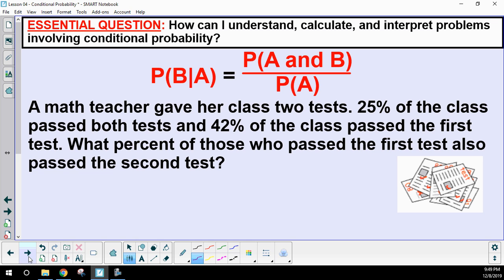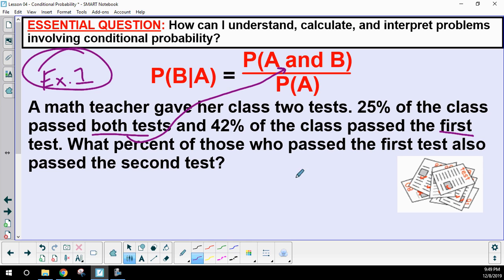So here's an example. A math teacher gave her class 2 tests. 25% of the class passed both tests, and 42% of the class passed the first test. What percent of those who passed the first test also passed the second test? Okay. Both and. Do you remember I said those words rhyme?